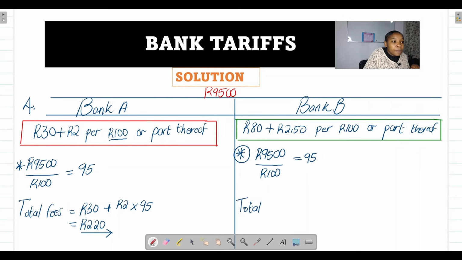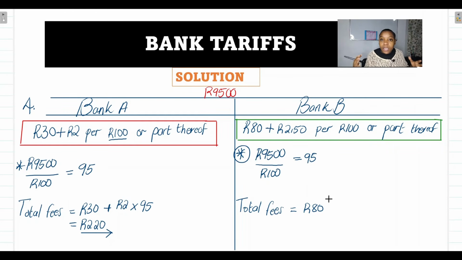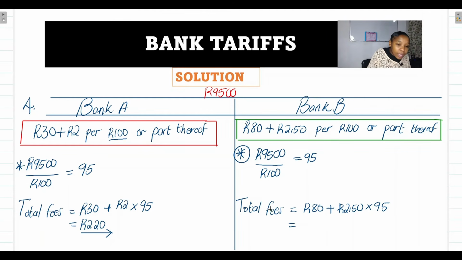The total fees for your Bank B is equal to that 80 rand. That 80 rand you pay regardless of how much you are depositing. It's just a standard fee that you pay for making a deposit at that bank's branch. So it's 80 rand plus the 2 rand 50 multiplied by 95. If you punch that into your calculator, you will get that the total fees for Bank B is 317.50 rand.